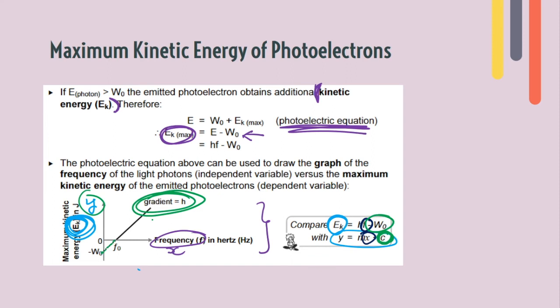So just to recap, if you're given a graph of this sort with the frequency of the photons on the x-axis, and on the y-axis you have EK, the kinetic energy of the electrons, the gradient gives you Planck's constant, and the y-intercept gives you the negative of the work function. So if you want the work function, you're going to have to multiply by negative to get the opposite of that value. So it would be a positive value.